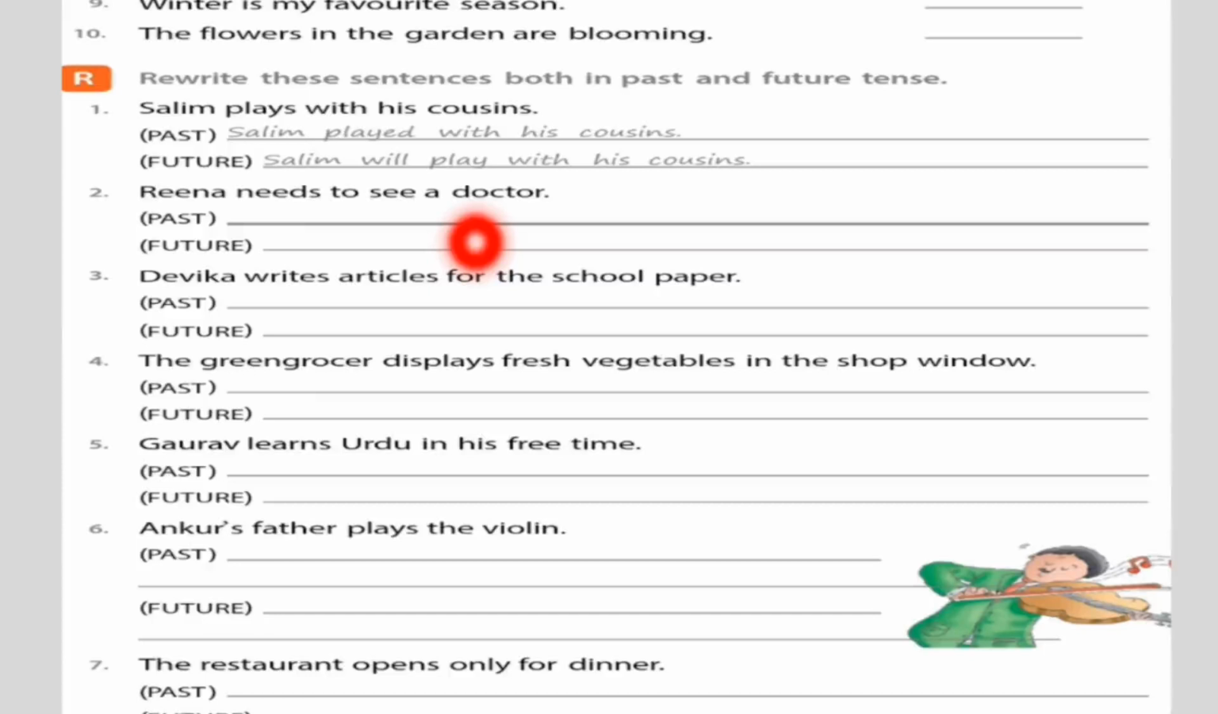After doing this exercise, write these sentences both in past and future tense. Salim plays with his cousins. So what we have to do is rewrite the same sentence both in past and in future tense. They have given all the examples in present tense, but you have to write everything in past tense and future tense. Example they have given: Salim plays with his cousins. In past it is, Salim played with his cousins.